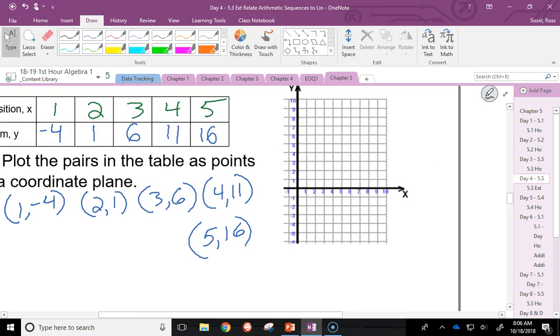So let's do 1, -4. So I go over 1 and I go down to -4. Then we do 2, 1. And then we do 3, 6. And then we do 4, 11. Okay, that might be the last one I did. Because there's 10, it's got to be somewhere up in here. Okay, so if I did this correct, and then I draw my line.